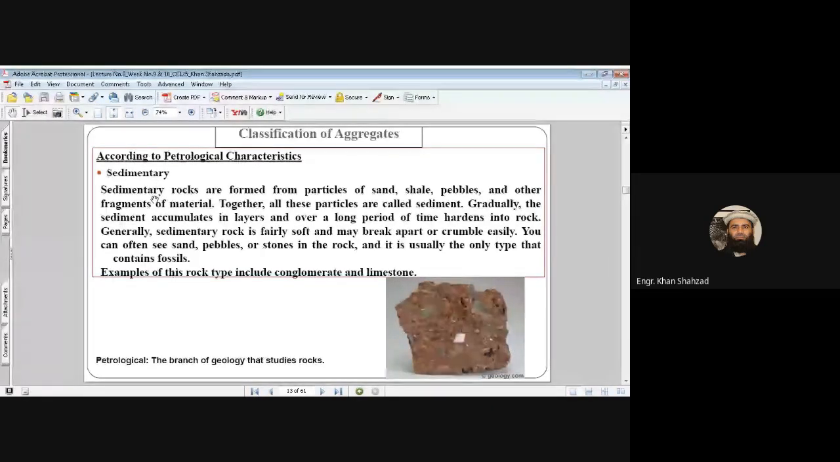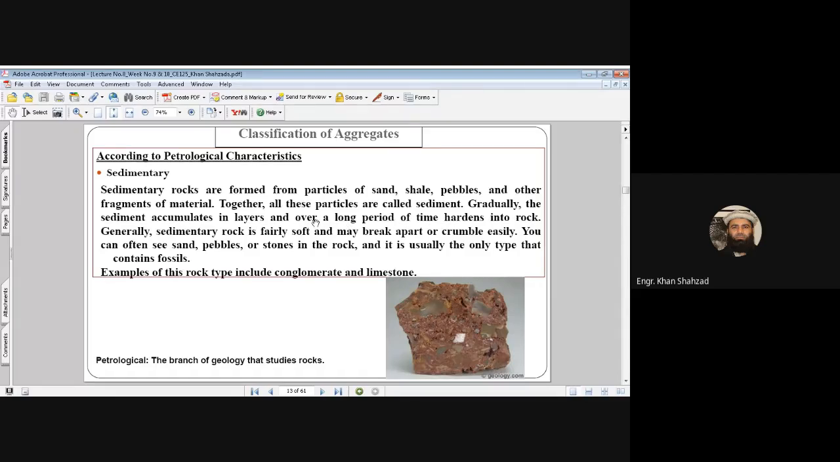Sedimentary rocks are those rocks which are formed from particles of sand, shale, pebbles, and other fragments or particles of material. Together, all these particles are called sediments. Gradually, the sediments accumulate in layers. They get deposited layer upon layer, and over a long period of time harden into rock.